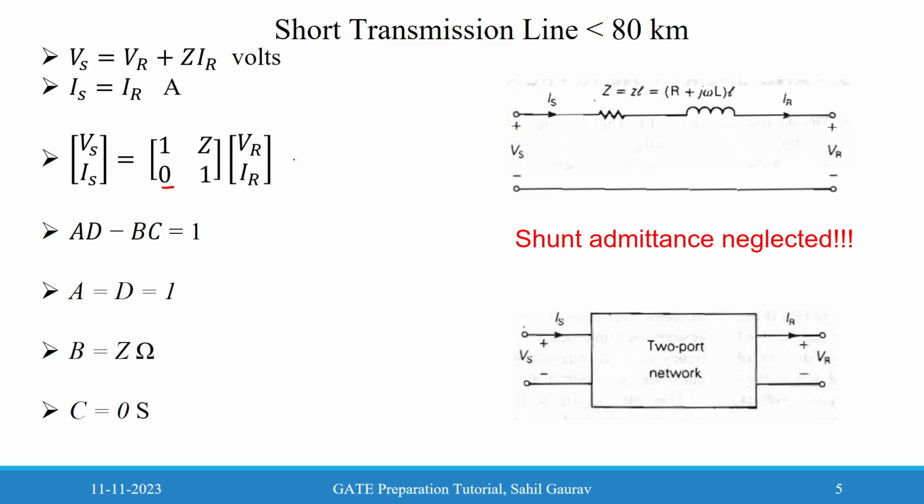And for Vs, you can just use KVL. Vs is equal to VR plus Z IR, where Z is the total impedance of the line. So you will get the ABCD parameters here, and we know that AD minus BC is equal to 1. This is coming, and A is equal to D is equal to 1, and B is the impedance of the line, Z ohm, and the C value is 0 Siemens.